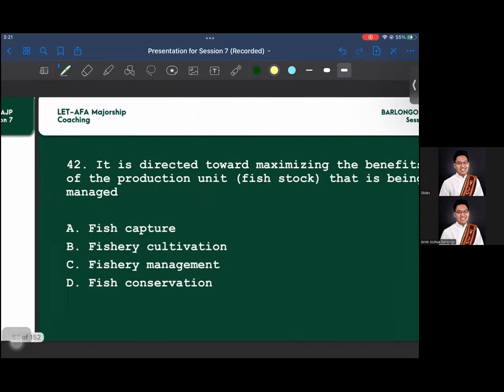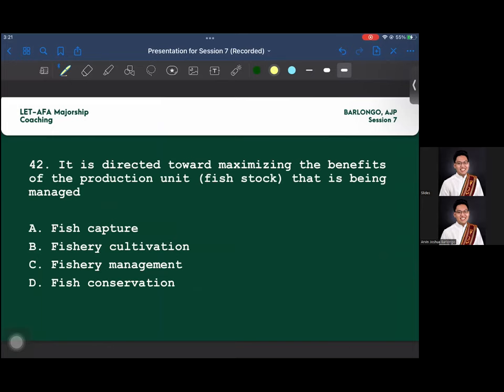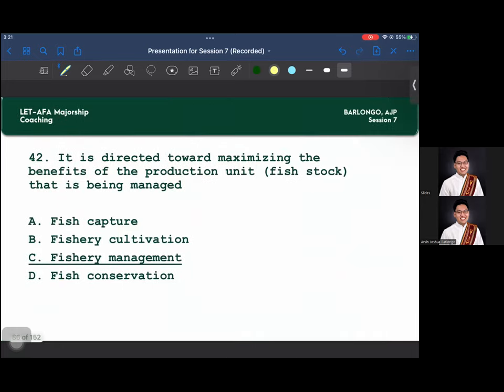Next, let's move to number 42. It is directed towards maximizing the benefits of the production unit that is being managed. A, fish capture, B, fish cultivation, C, fishery management, or letter D, fish conservation. Which among these four choices is directed towards maximizing the benefits? The correct answer is letter C, which is fishery management. Fishery management is somehow all-encompassing. If you look at the different choices, only letter C, fishery management, is directed towards maximizing the benefits of a fish stock, of a production unit.